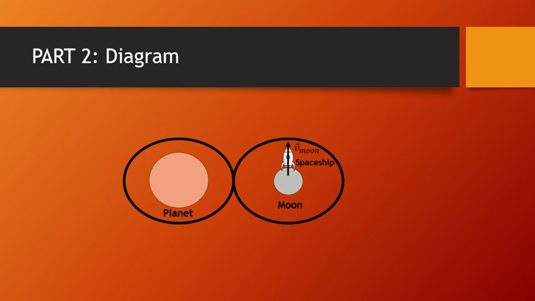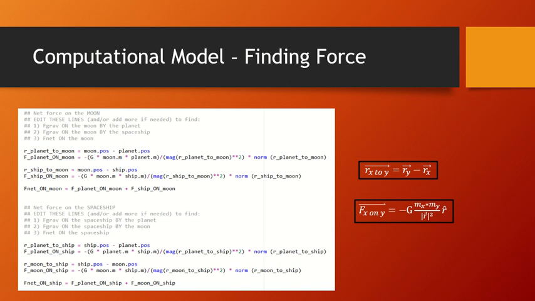This is the diagram of part 2 of the lab. Here, there is a spaceship that must be in a figure-8 orbit around a planet and a moon, without crashing into either of them. Here, the system is the spaceship while the surroundings are the planet, the moon, and everything else. Here is how I calculated the forces on the spaceship and the moon.